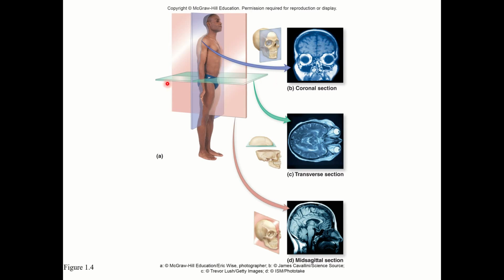The transverse or horizontal plane, shown here in green, divides the body into superior and inferior halves. This gives us a cross-section. Here is the skull divided in the transverse or horizontal plane. You can see the cross-section of the brain. In your anatomy text, this will often be called superior or inferior.